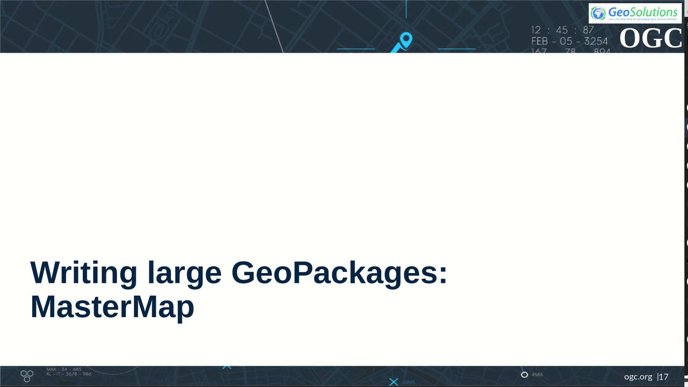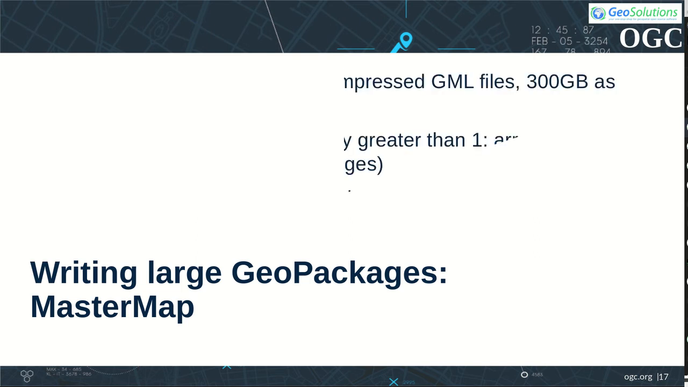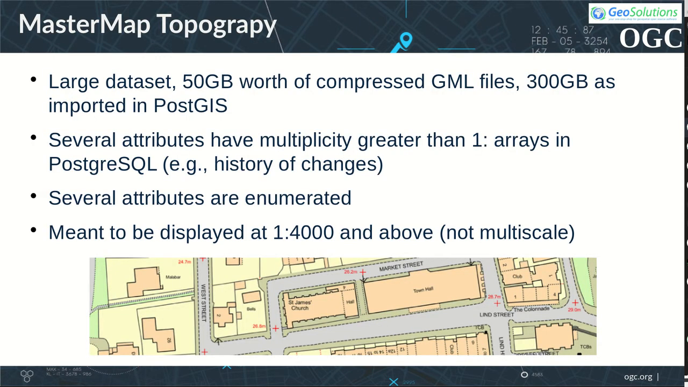Let's now consider writing large vector GeoPackages. The first dataset used to test large GeoPackage exports is MasterMap Topography, kindly provided by Ordnance Survey. MasterMap is a large dataset, delivered as 50 GB worth of compressed GML files, and inflating up to 300 GB when imported in PostGIS. The database contains 6 tables with a grand total of almost 500 million rows.